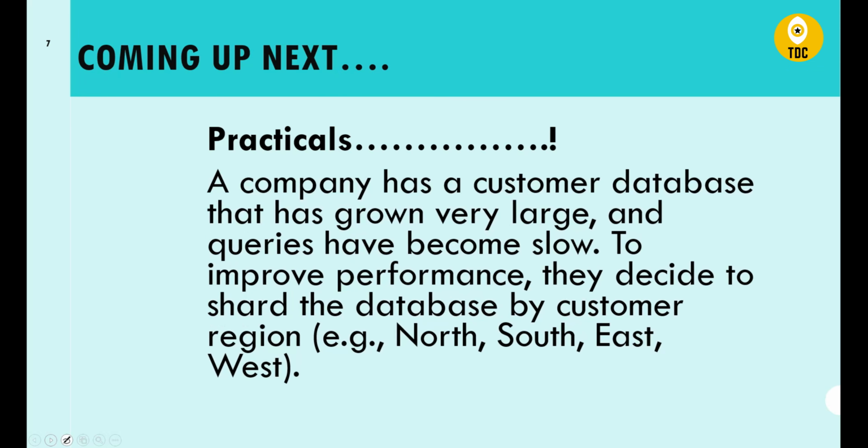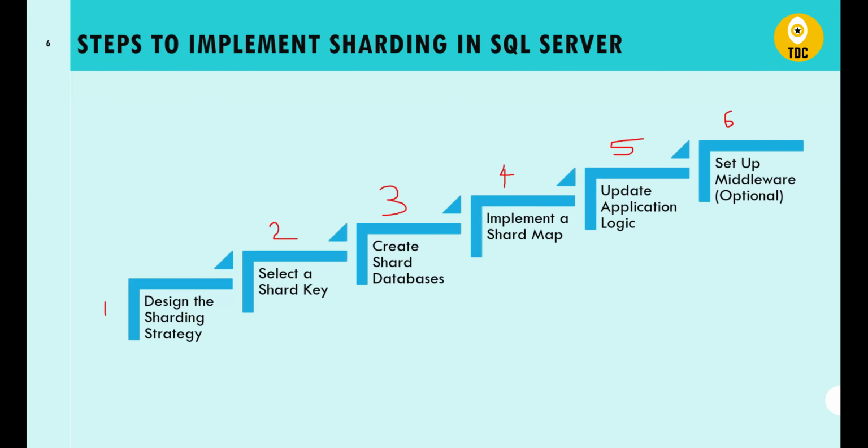Finally, we will see one use case where we have a company which has a customer database, right? And that has grown very large and queries have become very slow. So to improve the performance, the company decides to shard the database by customer regions, right? So what are the steps? The first step, if you go back, is designing the strategy. So what the company does is it designs based on the region, right? So the shard will be region based.